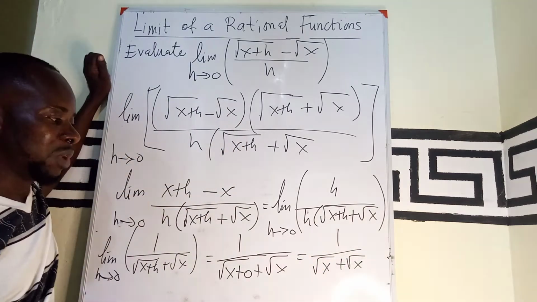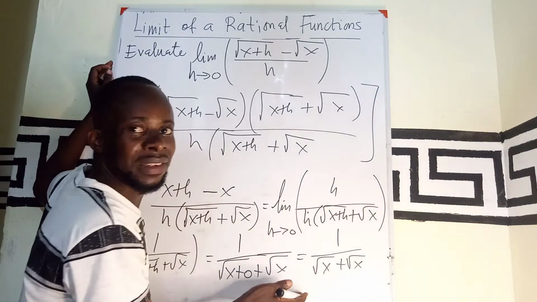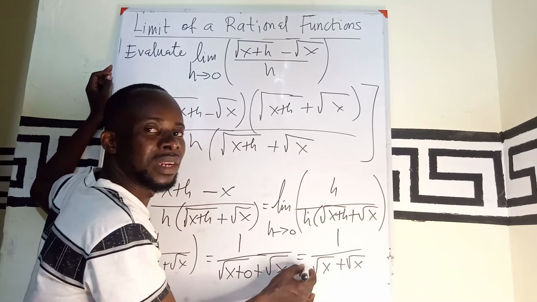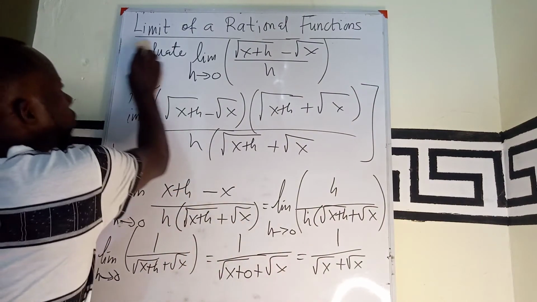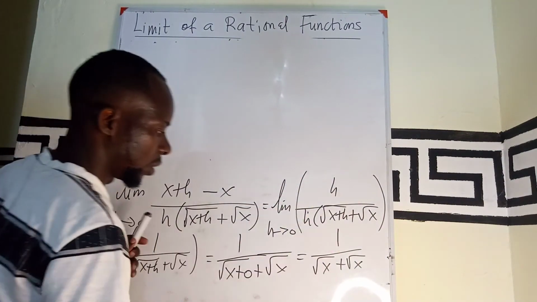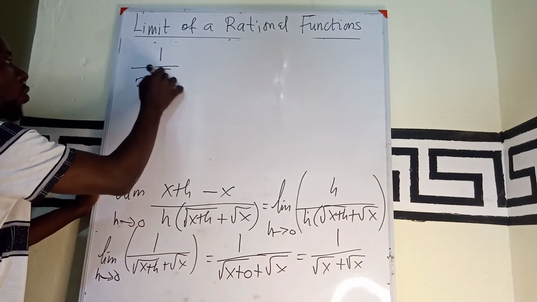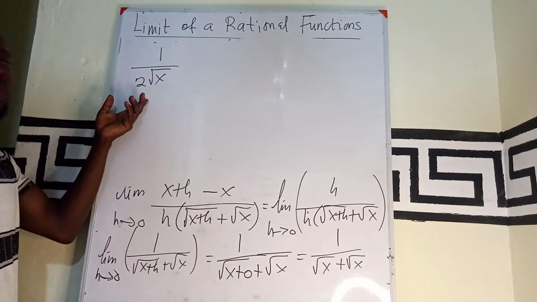Even though they are irrational, we know we have a coefficient here. These are like terms, so the coefficients 1 plus 1 give us 2. So we are going to have 1 over 2 root x. So this is the answer you will get.